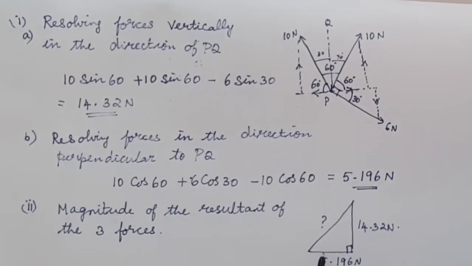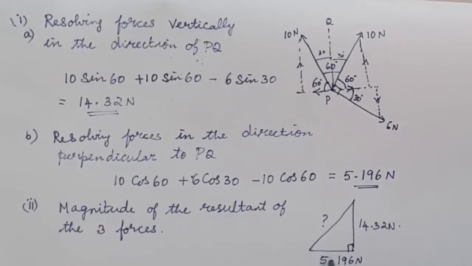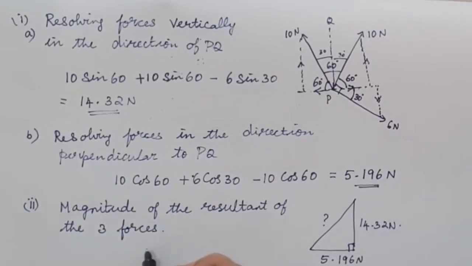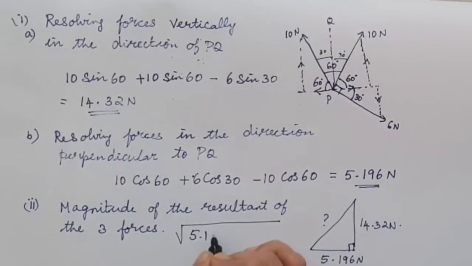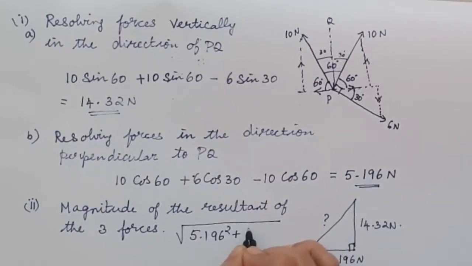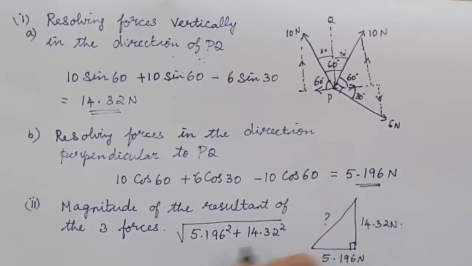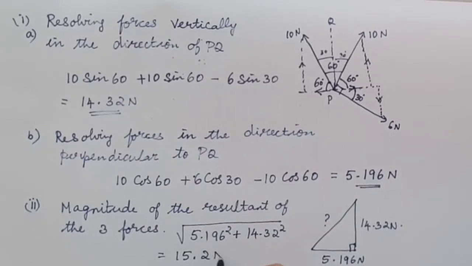Now in order to find the magnitude of the resultant of the three forces, we apply the Pythagoras theorem, that is square root of 5.196 square plus 14.32 square. When we use your calculator and simplify, we get it as 15.2 Newton.